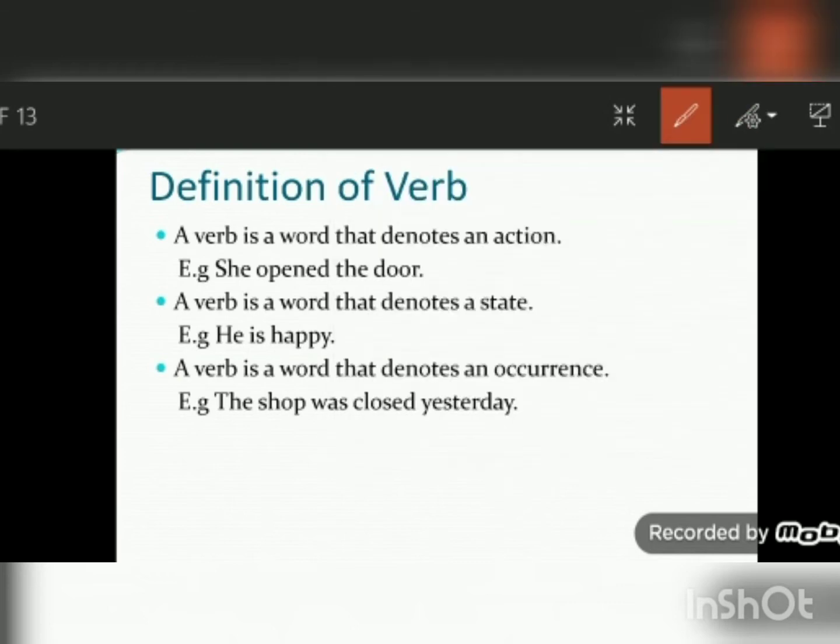A verb is a word that denotes an action, a state, and an occurrence. So let's see an example of how a verb denotes an action. For example, she opened the door. Here it denotes an action. A verb is a word that denotes a state. For example, he is happy. It denotes the state. A verb is a word that denotes an occurrence. For example, the shop was closed yesterday.